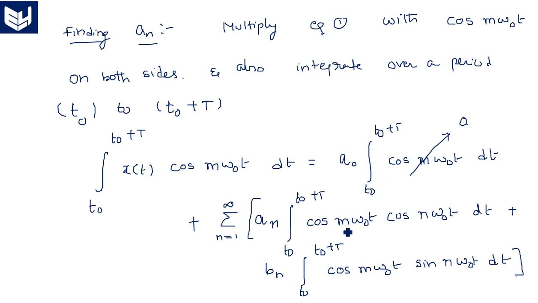And what about the second term? cos m omega naught t and cos n omega naught t are different, so this remains as it is. And cos m omega naught t with sin n omega naught t: this also goes to 0, because you are taking the integration of a signal from t naught to t naught plus capital T, and you are multiplying two orthogonal signals, cos and sine. So this also goes to 0.